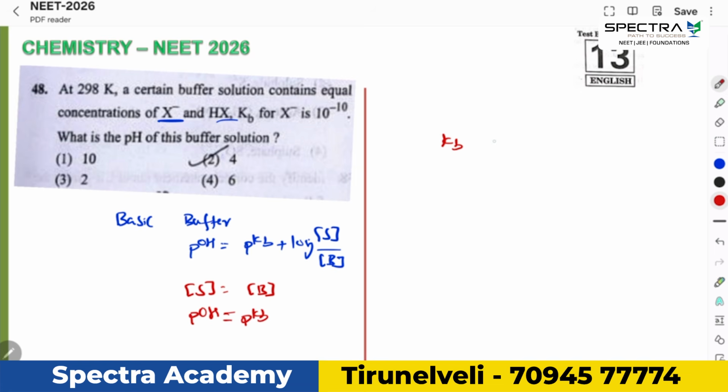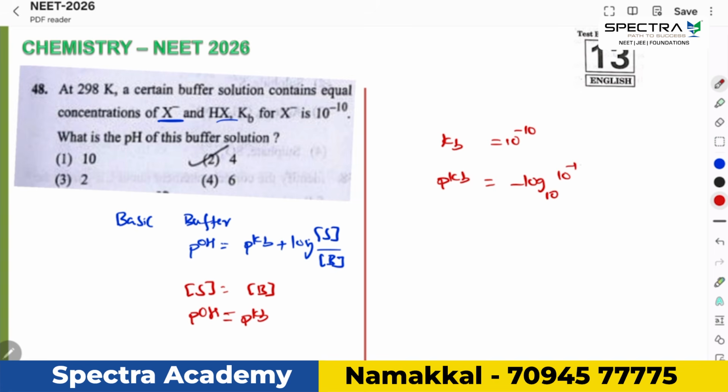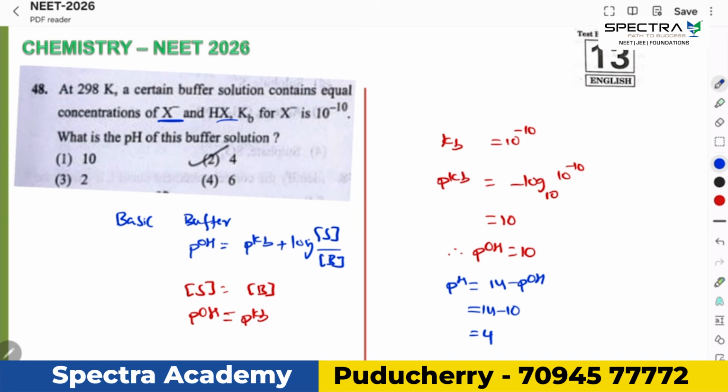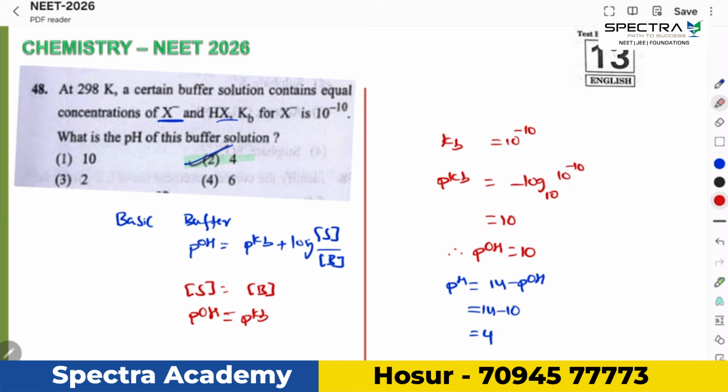Now Kb is given as 10 to the power of minus 10, then pKb is equal to minus log of 10 to the power of minus 10, that is equal to 10. Therefore pOH is equal to 10. Then pH is equal to 14 minus pOH, 14 minus 10, that is equal to 4. Answer for this question, option 2, the pH of the solution is 4.